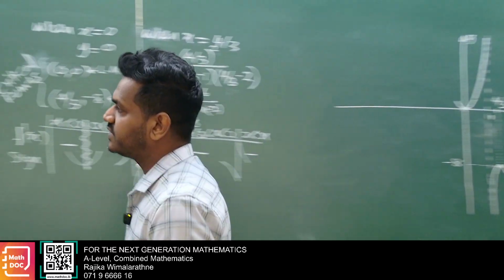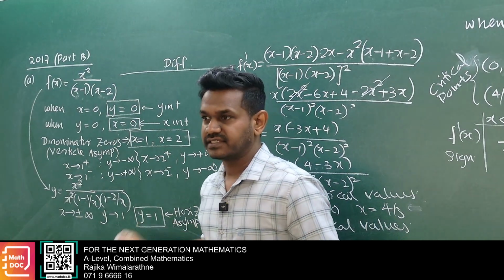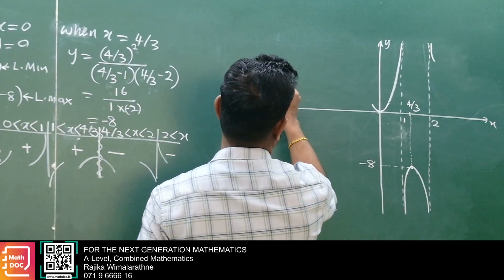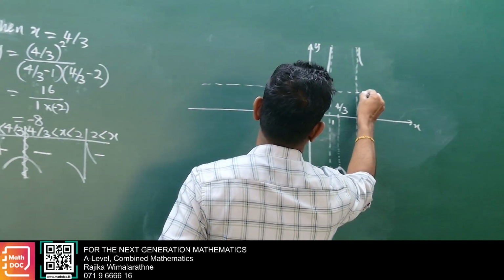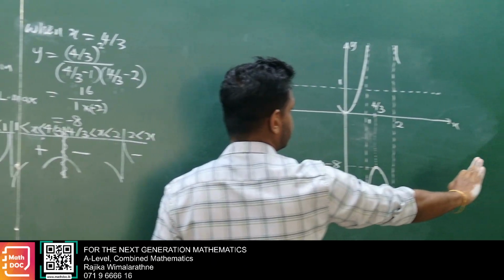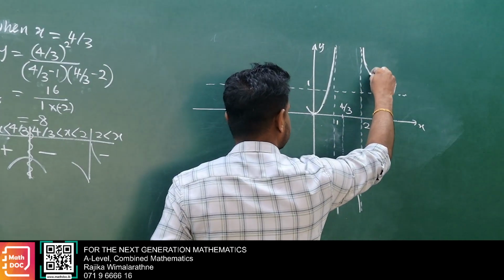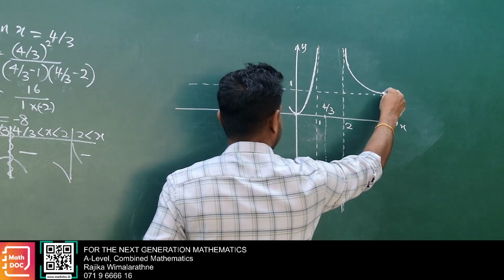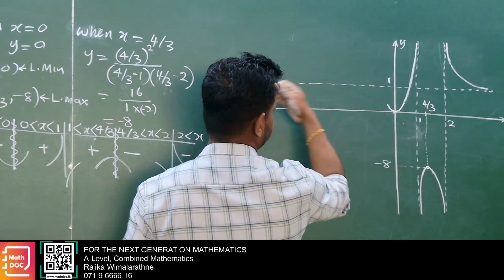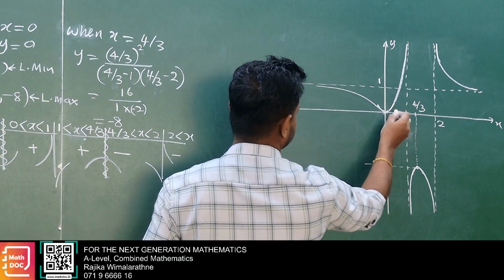Now you sketch the horizontal asymptote. It is y equals 1. Horizontal asymptote y equals 1. Then mark it here. So as x goes to plus infinity, y needs to approach it. So when you sketch this graph, you have to touch it. When x goes to minus infinity, again you have to touch it. Now it is like this.